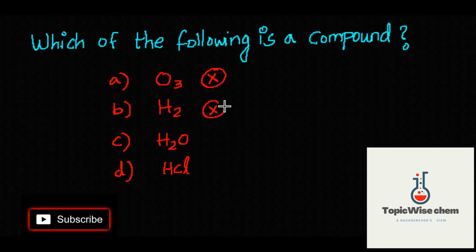The same case with H2. Here we have two hydrogen atoms involved in the bonding. Hydrogen and hydrogen are covalently bonded together, therefore it is a molecule. But look at the case of H2O. Again, here we have an oxygen atom and two hydrogen atoms, like I said, two or more, right? So oxygen and two hydrogen atoms are bonded. This can also be a molecule. Absolutely right, H2O is a molecule.